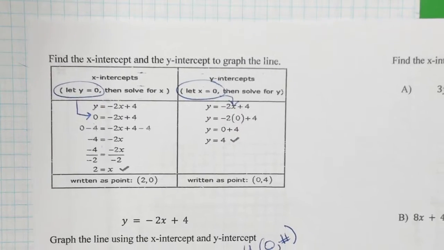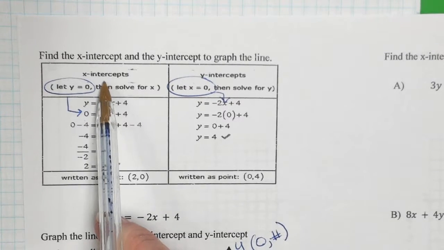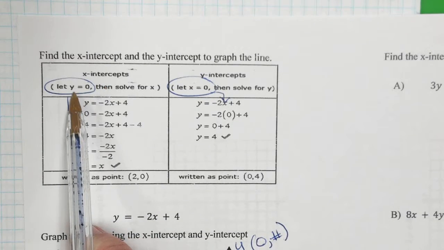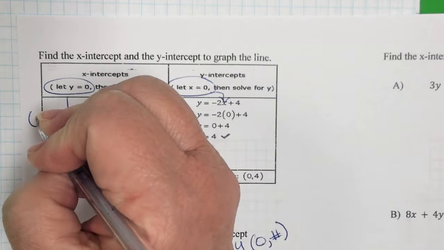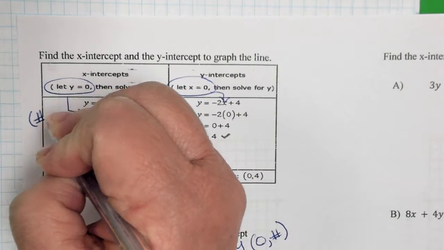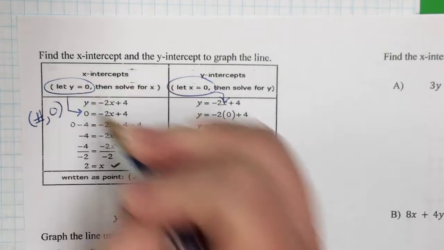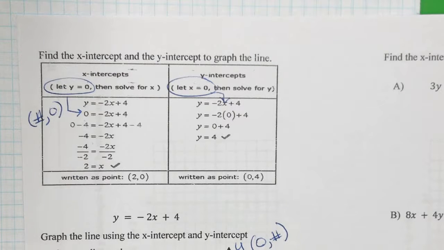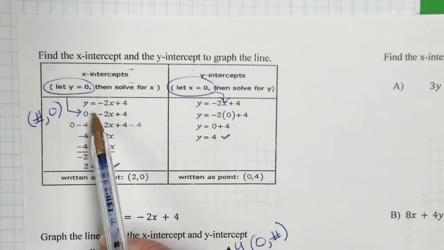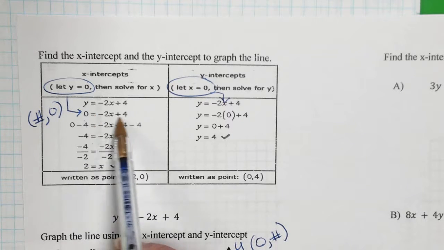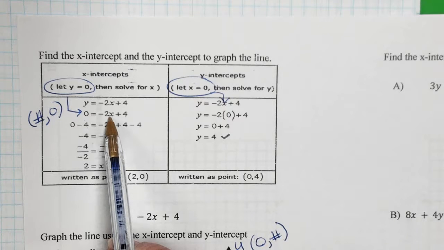Looking back at this example, to find the x-intercept, we're going to let y be 0. Remember, on the x-axis, all the ordered pairs have a number value for x and 0 for y. So if we plug that in, this is the equation that we're working with.